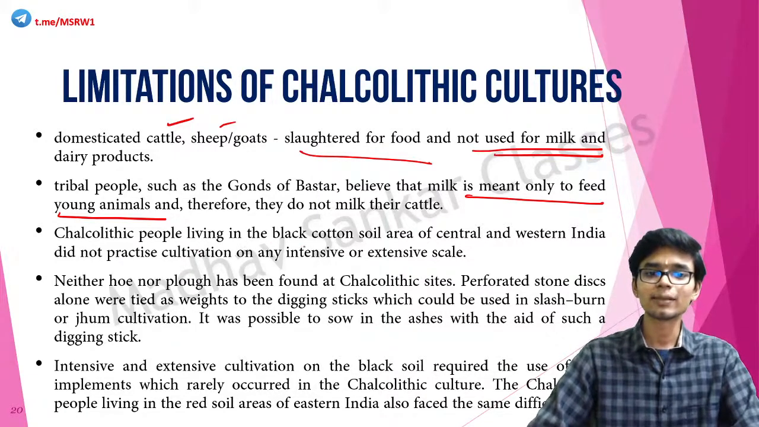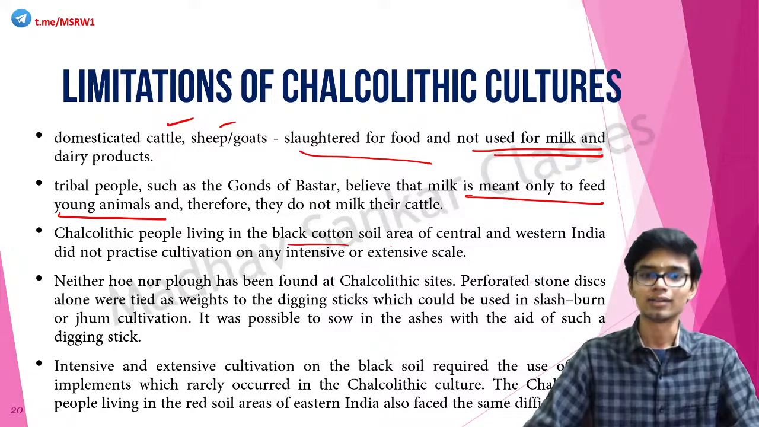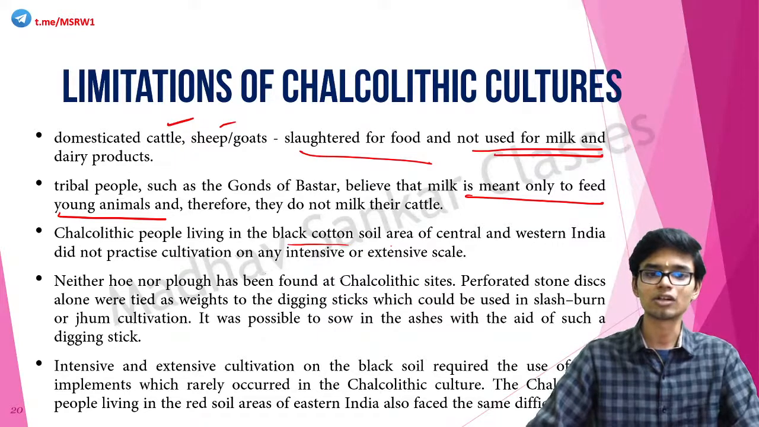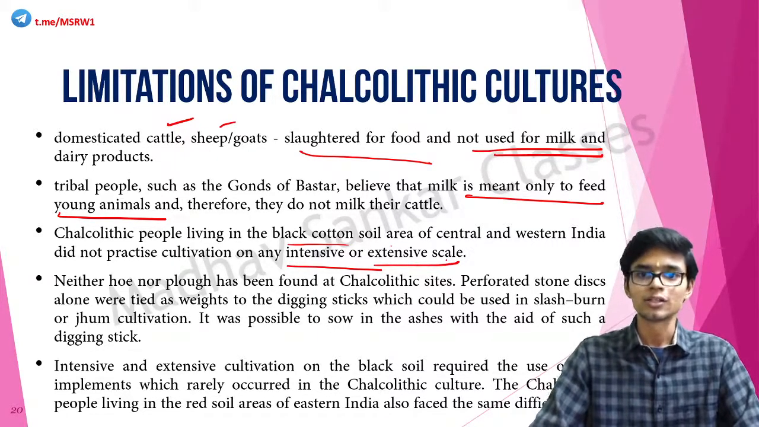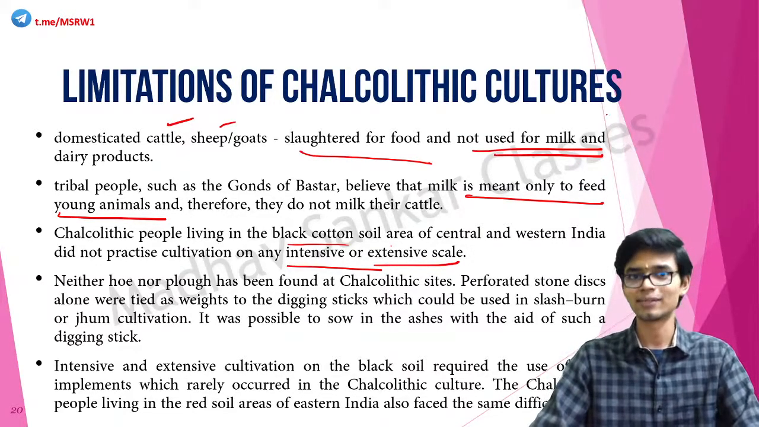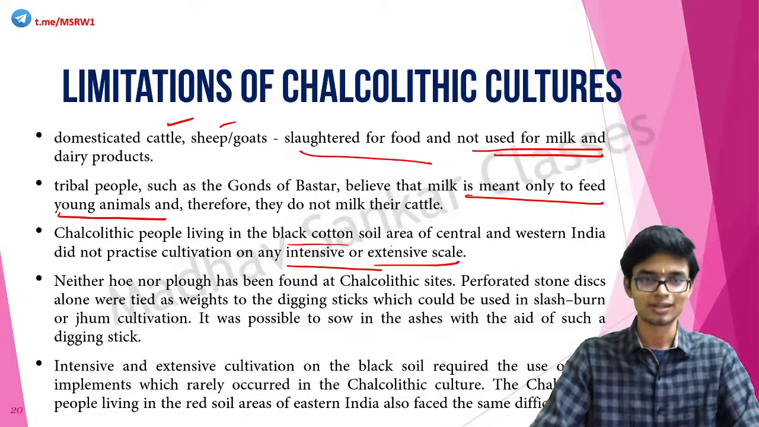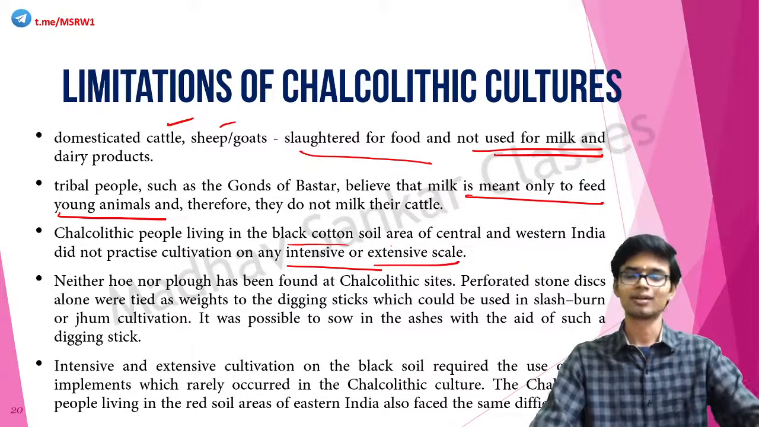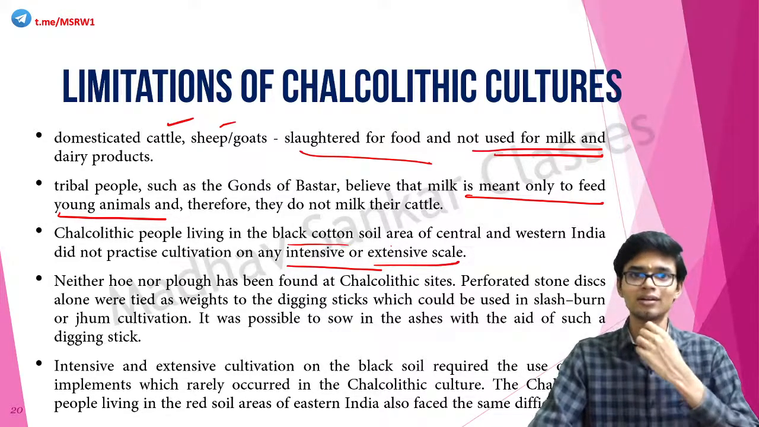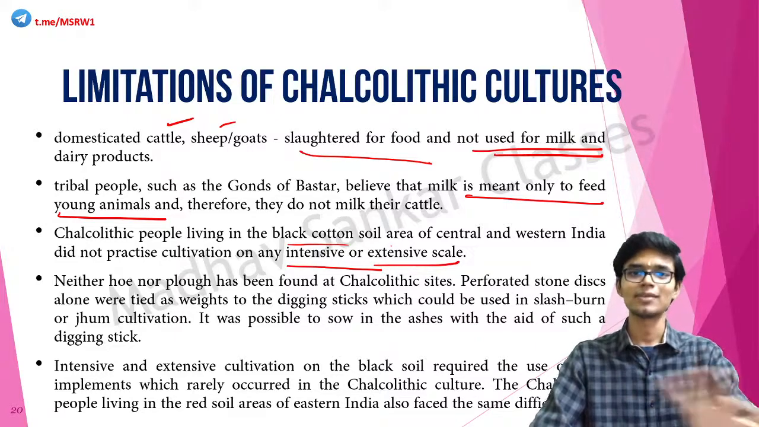Chalcolithic people living in the black cotton soil in central and western India did not practice cultivation on any intensive or extensive scale. As far as this meat and milk product matter is concerned, it is something similar to the vegan concept. Vegans also believe that you are not supposed to consume milk because it is meant for the young calf. So some kind of similarity can be seen there.